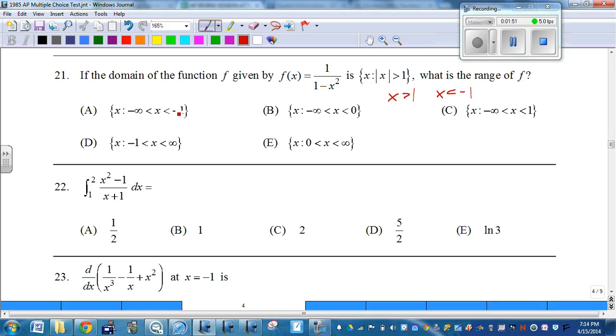So this one's not going to work. It's not necessarily less than negative 1. And it's not going to be positive, so we can rule these out. So the only one left here is this one, negative infinity to 0. We know it's going to end up being a negative number.